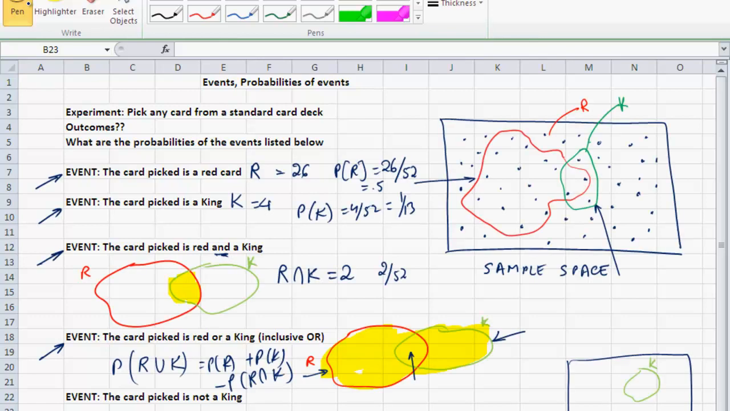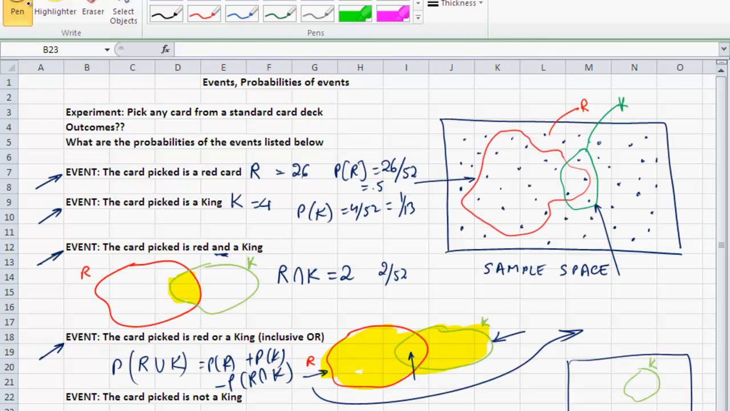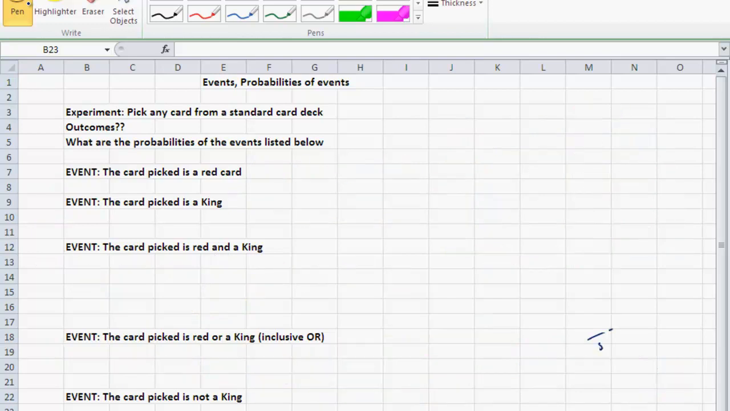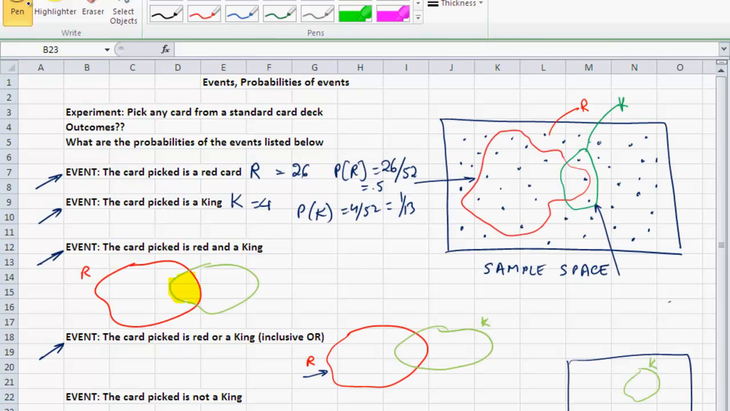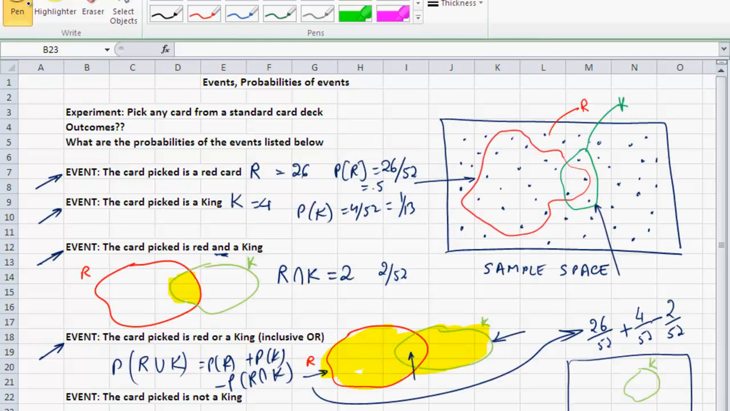Okay, so this probability, if I now write it down in the open space to the right, it would simply be 26 divided by 52 plus 4 divided by 52 minus 2 divided by 52. That would be the probability of R union K. Okay, that the card picked is either red or a king.